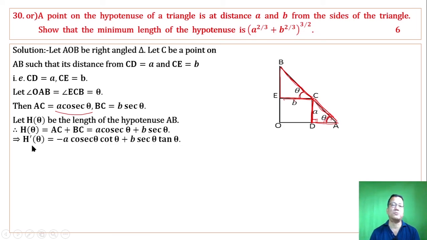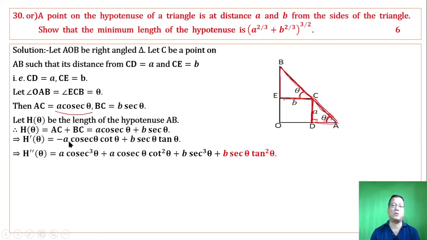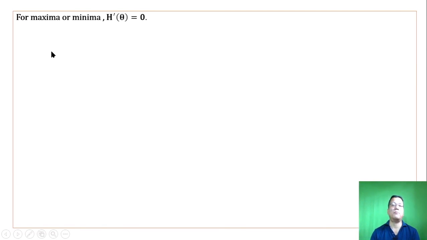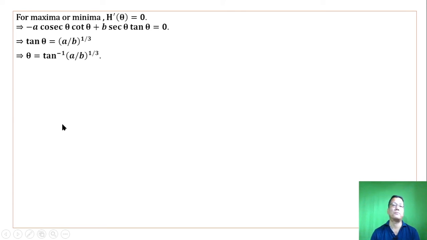Now its derivative with respect to theta is found, and then the second order derivative using the product rule. For maxima or minima, put l'(theta) equal to 0 and solve for theta. The value of theta is tan inverse of (a by b) whole to the power 1 by 3.